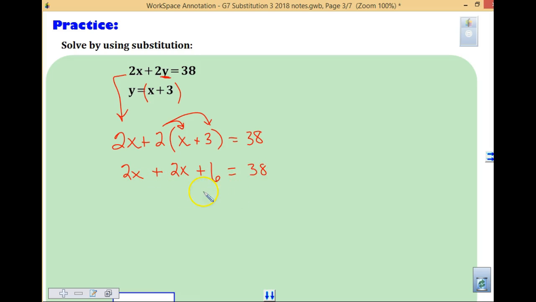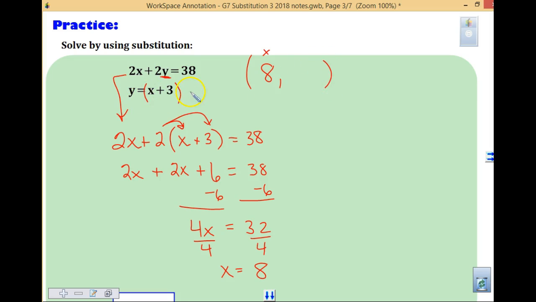Okay. So in this case, this one is going to have a solution, right? Because the variables don't cancel. We got 2x plus 2x, we have 4x. Subtract 6 from both sides, equals 32. 32 divided by 4 leaves us with x equaling 8. We get our first part of our solution, x equals 8. Remember, it is always x, then your y.